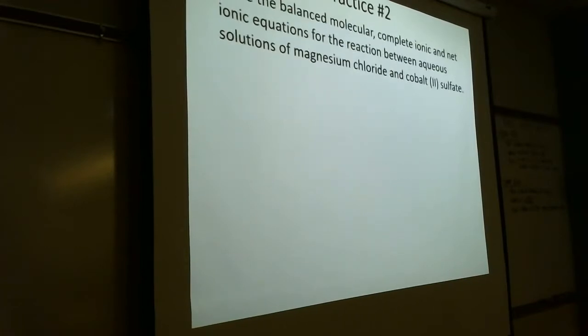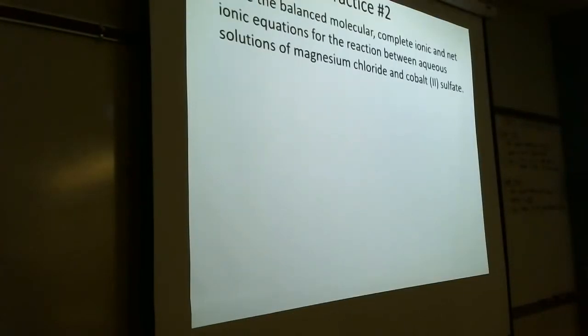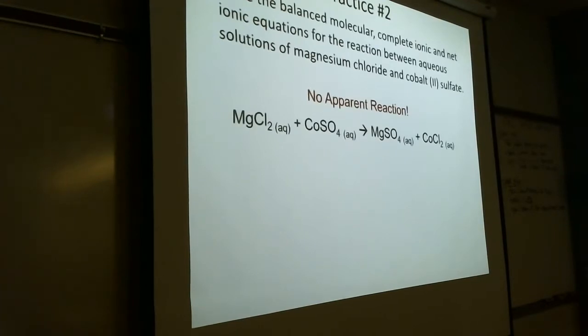All right, let's do another one. Write the balanced molecular, complete ionic, and net ionic equations for the reaction between aqueous solutions of magnesium chloride and cobalt-2 sulfate. Magnesium chloride and cobalt-2 sulfate. Let's look at the answer to this one. This one is what? No apparent reaction, right? Both products are soluble, which they are in this case. Right? This is no apparent reaction.